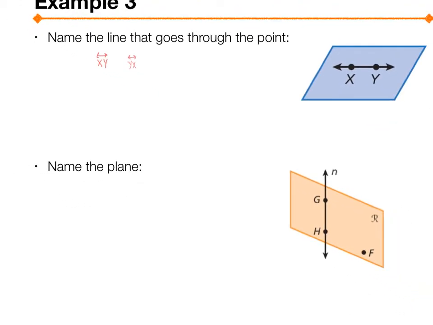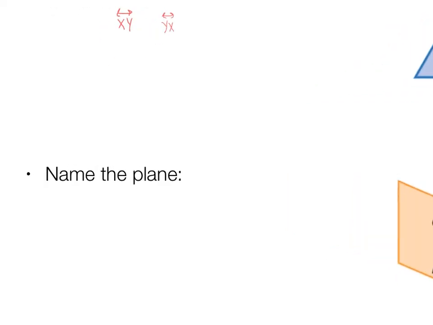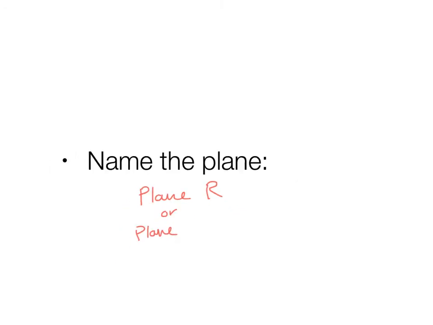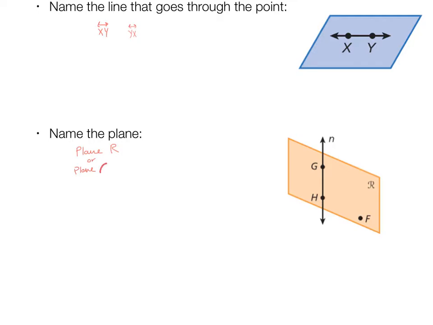Name the plane. We're talking about the orange one now. Yes, R or G, H, F, B. So it would be plane R or plane G, H, F. If a plane doesn't have the cursive letter, it's just going to be the three points in the plane.